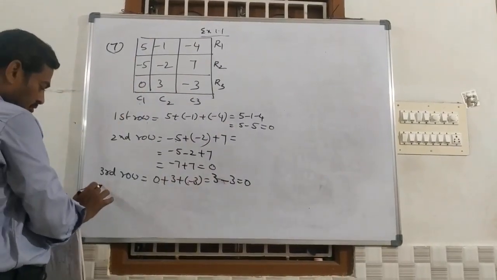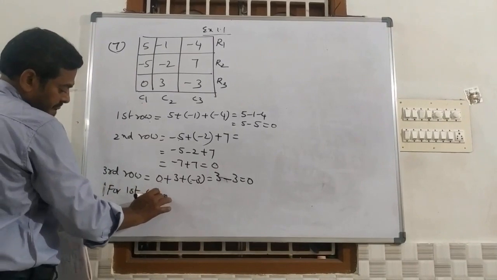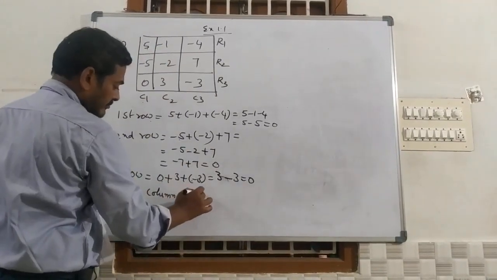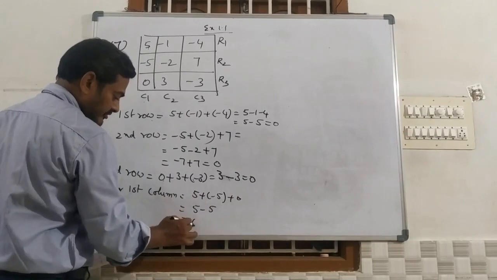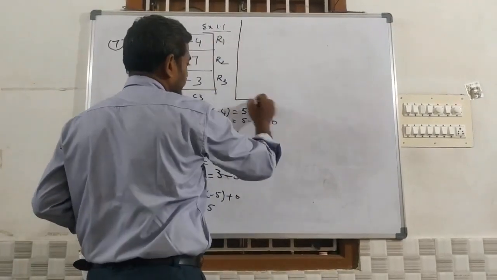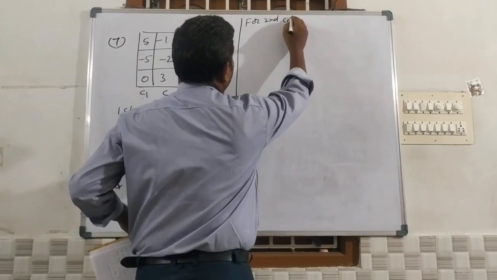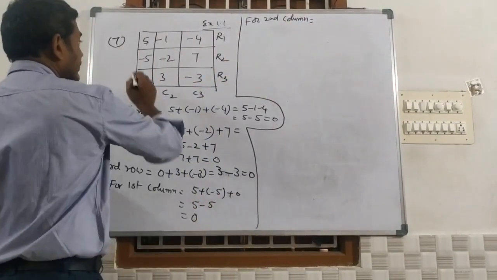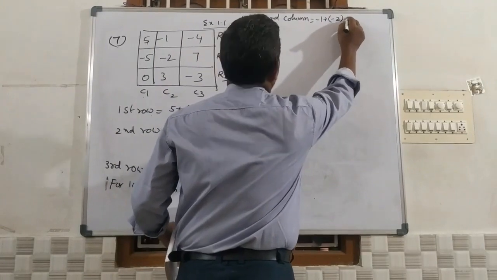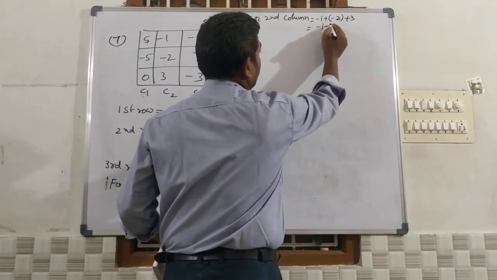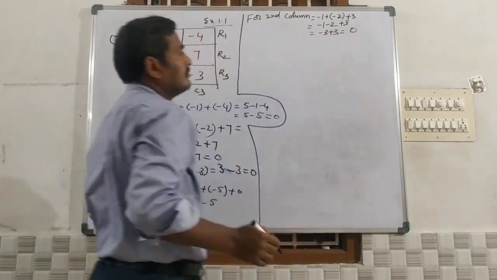Now we go for the columns. The first column: 5 plus minus 5 plus 0, that equals 5 minus 5, which is 0. For the second column: minus 1 plus minus 2 plus 3. So minus 3 plus 3 equals 0.